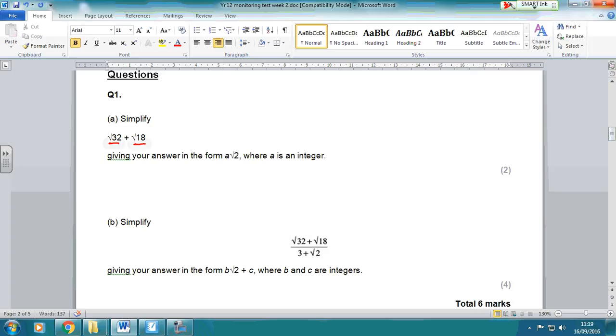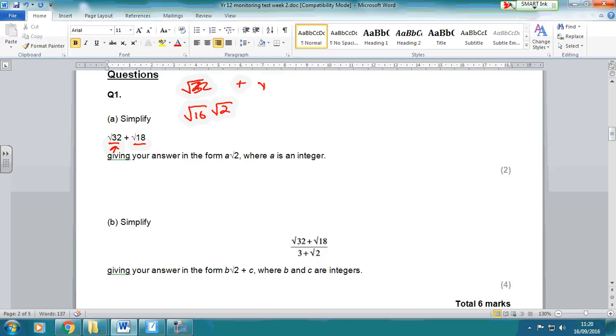So what we've got to do is find two numbers that multiply together to make 32. And you could have the square root of 4 and the square root of 8. If we simplify the square root of 4, that goes to 2, so you could have 2 root 8. The only issue with that is that you can also simplify the square root of 8. So what I would do is try and find the biggest square number that goes into 32. And the biggest square number that goes into 32 is 16. So we can say that root 32 is root 16 times root 2.